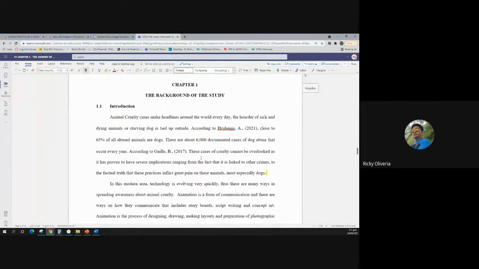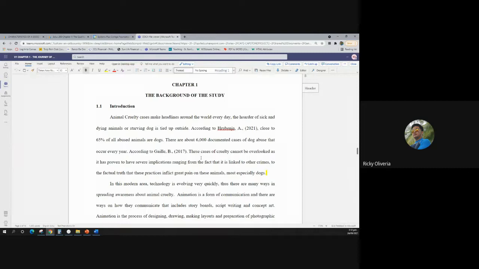Kaya ako ito pinapakita sa inyo is for you to have a reference, kasi pangit naman kung wala tayong reference, no? So, kagaya na ito, yung chapter 1 nila kasi, ang ano nila is a campaign or an awareness about animal cruelty. So, doon nag-base yung introduction nila. Okay? Now, siguro, para hindi masyadong, ganun din yung gawin nyo. Okay? Para hindi na kayo masyadong mag-isip what would be your introduction.